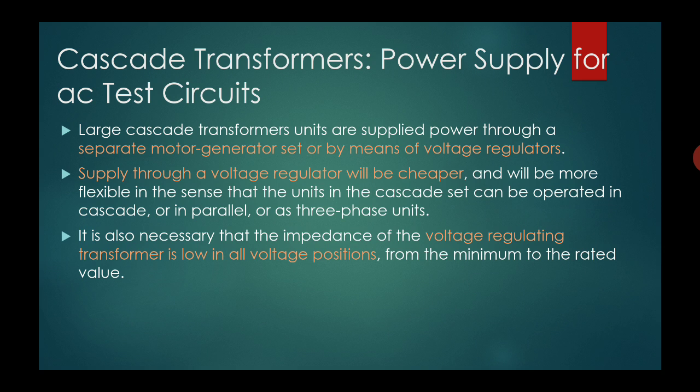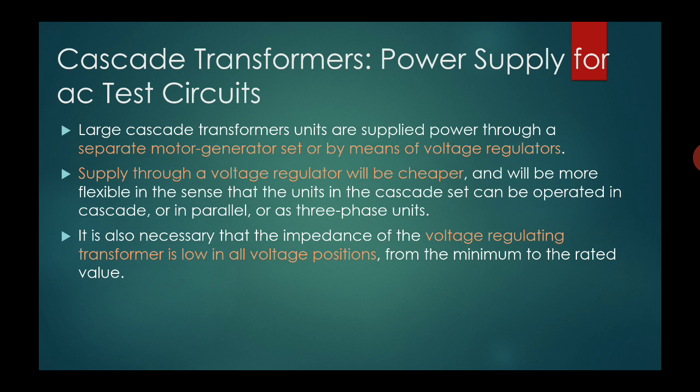Now in the cascade transformer, we will be talking here about the power supply for the AC test circuit. Large cascade transformer units are supplied power through a separate motor generator set or by means of voltage regulators. Supply through a voltage regulator will be cheaper and will be more flexible in the sense that the unit in the cascade set can be operated in cascade or in parallel or as a three-phase unit.